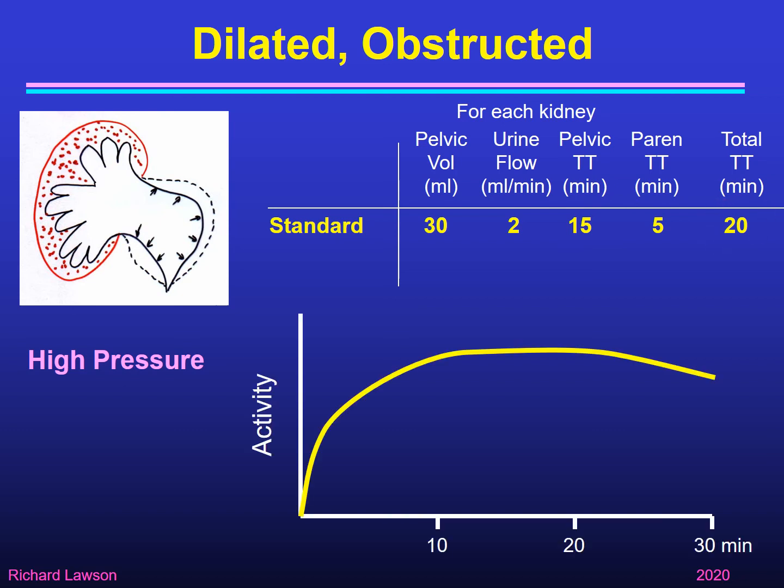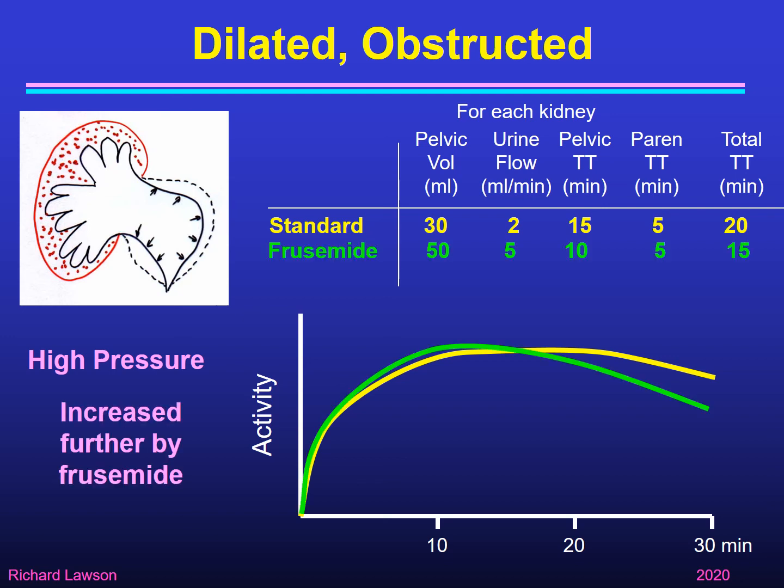And if you model a renogram with a 20-minute transit time, it looks something like this. Now, that's not distinguishable from the 17 minutes that I had for the dilated but low pressure system. So from this alone, we can't distinguish the shape of the curve to say whether it's high or low pressure.